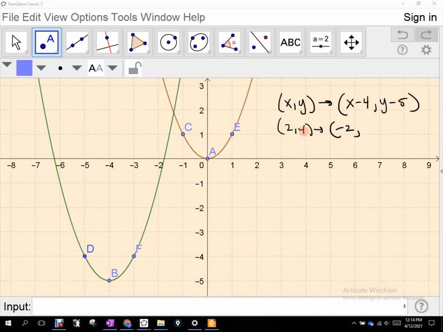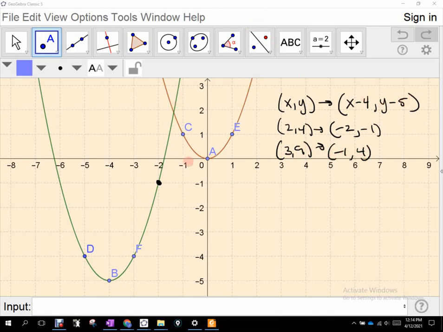And then 4 minus 5 will give me negative 1. So if I go negative 2, negative 1, is that a point on that graph? Does that make sense? I also know 3, 9. 3, 9 should be on this original pre-image. So if I try 3, 9, subtract 4 from the 3 gives me negative 1. Subtract 5 from the 9 gives me 4.